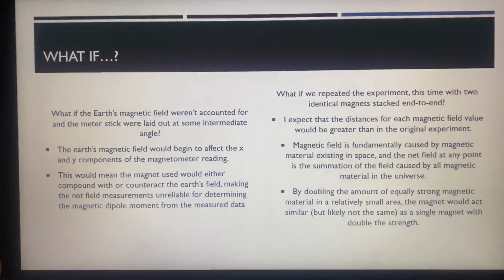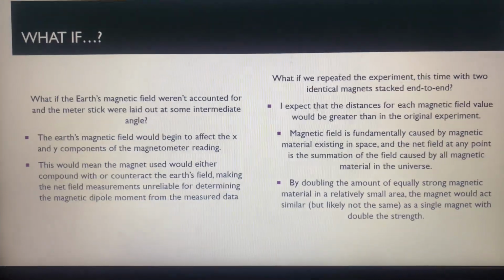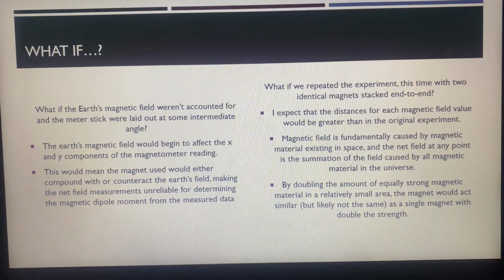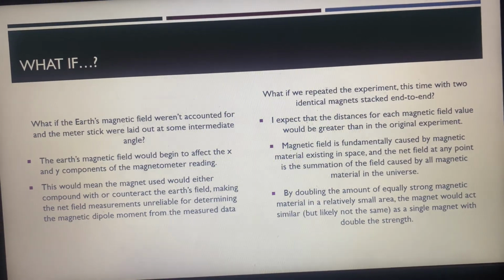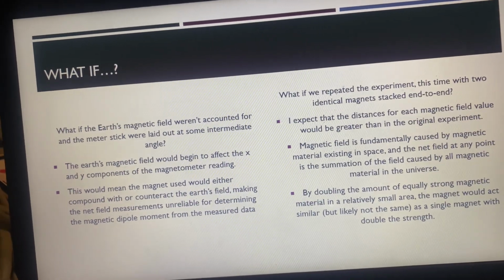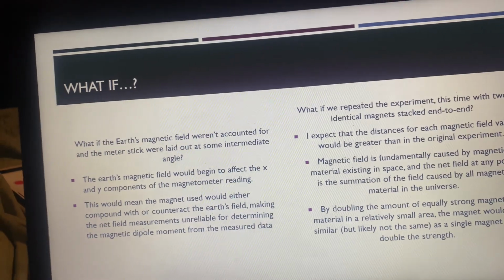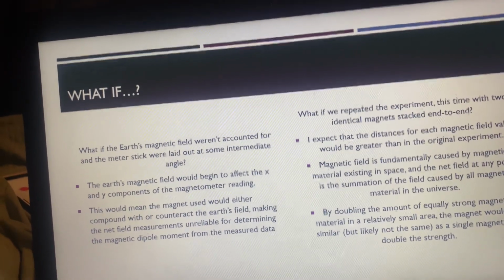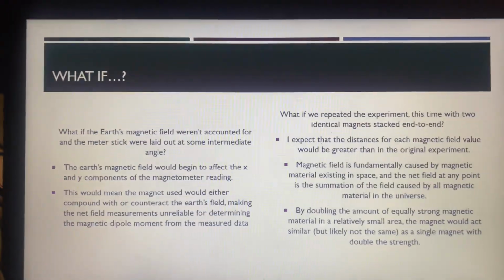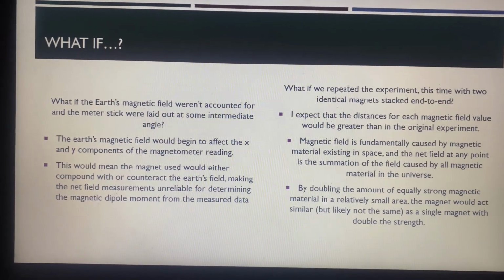So for the what if questions, what if the Earth's magnetic field weren't accounted for? Really, that would just mean that there'd be an extra bit of electromagnetic field to worry about in that direction. So there'd be something either compounding with or canceling out our measurements in the x direction, and I think it would also affect the y direction. It would mean that relatively the arrows would remain somewhat consistent, but their sizes would be all wrong. And we wouldn't be able to come up with an accurate magnetic dipole moment.